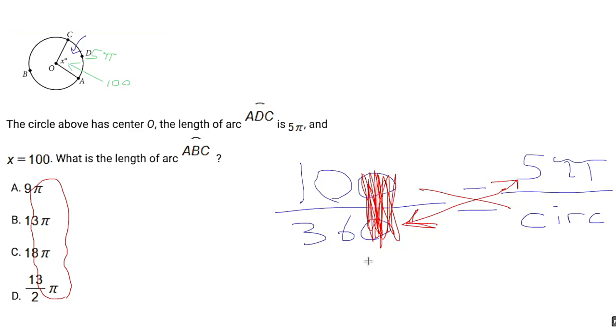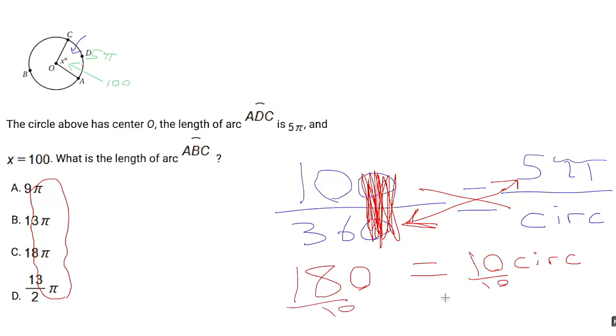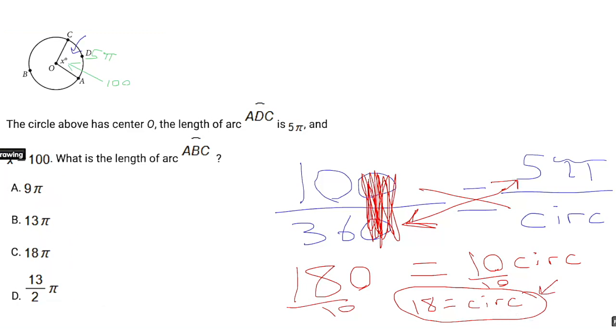You could totally do this on your calculator, but 36 times 10 would be 360, so half of that would be 180. And then 10 times circumference equals 10 circumference. So basically, if we divide by 10, our circumference is going to be 18. Technically 18 pi, but we got rid of the pi, right? Okay, so this is our entire circumference. 18 is our circumference. And if we go to the answer choices, sure enough, 18 pi is one of the answers.